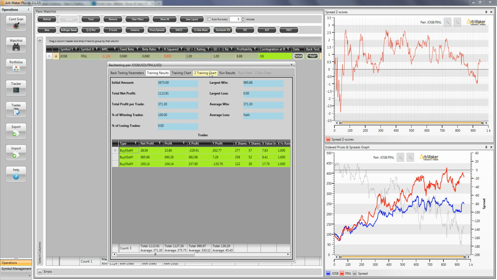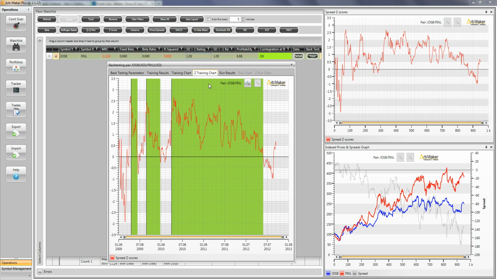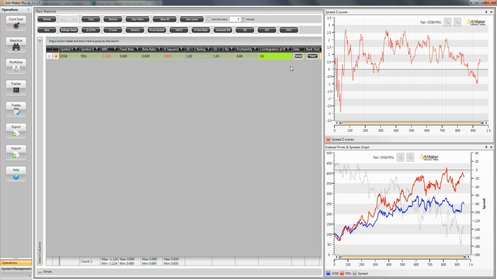If you look at the Z training chart, which shows you in time where these trades have fallen, how long they lasted, what really jumps out at you is that third trade. You'd have had to hold that trade nearly 2 years if you'd stuck by the signals generated by the system before banking your profit. Now 2 years is a long time. That's a lot of time risk.